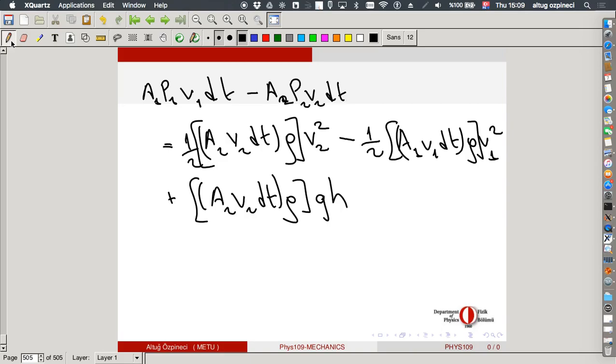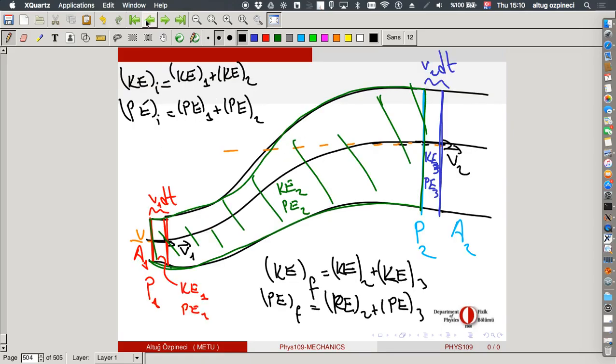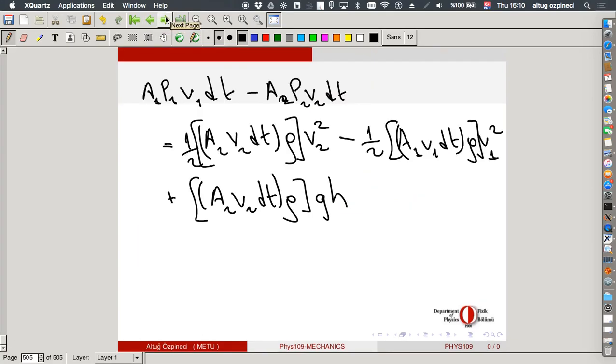Also remember one thing we derived before. If you have such a flow, the cross-section and the velocity, their product is constant. It basically tells me that A1V1 is equal to A2V2. They are all equal to each other. We had just derived that before, so I can cancel that.